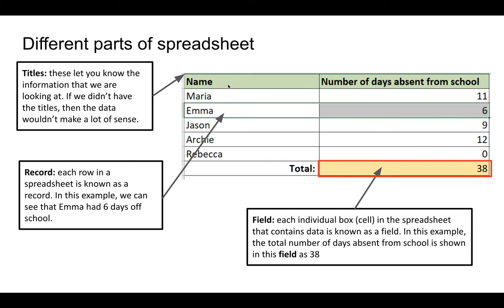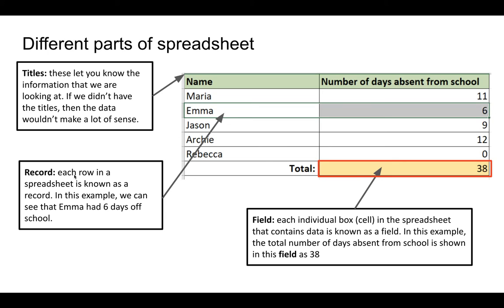So we've got, in this example, the name of pupils and the number of days that they are absent from school. If these titles weren't there, then these names and these numbers wouldn't mean an awful lot to us. So it's important that we do have a title at the top of every column or row just to let us know what we're actually referring to in terms of the data.